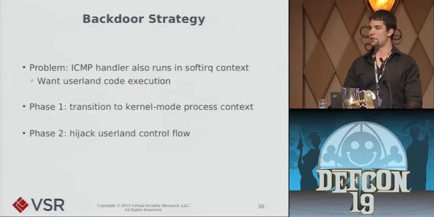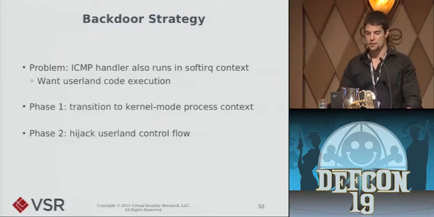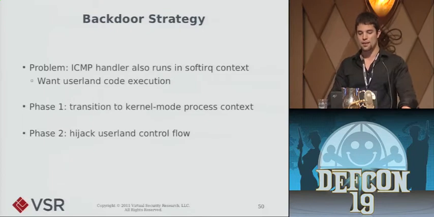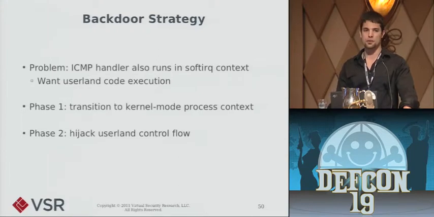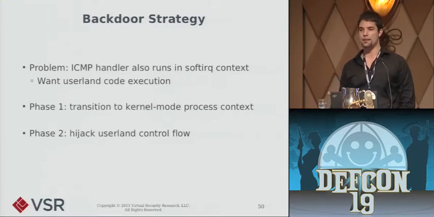So we need to develop a strategy for how we're going to actually make this happen. The problem here is the ICMP handler that we've hooked is also running in interrupt context. And we want to get to userland. We want to execute code in userland. So in the first phase, we need to transition from interrupt context to kernel mode process context, where we're still running kernel code, but it now has a process associated with our execution. In the second phase, we want to hijack that process and cause it to execute our userland payload.